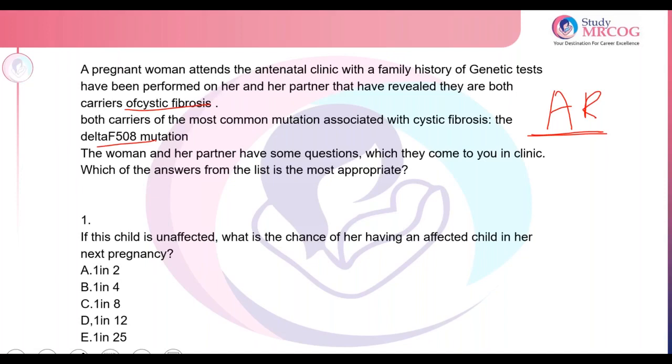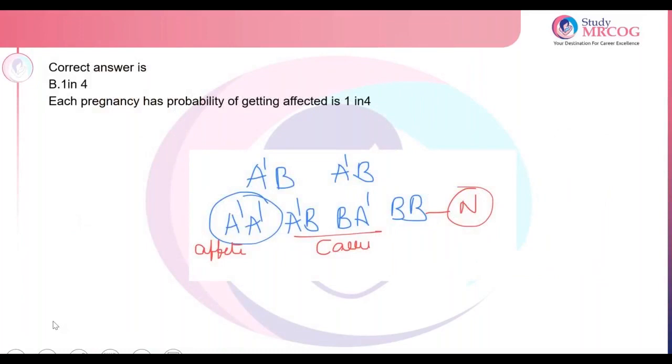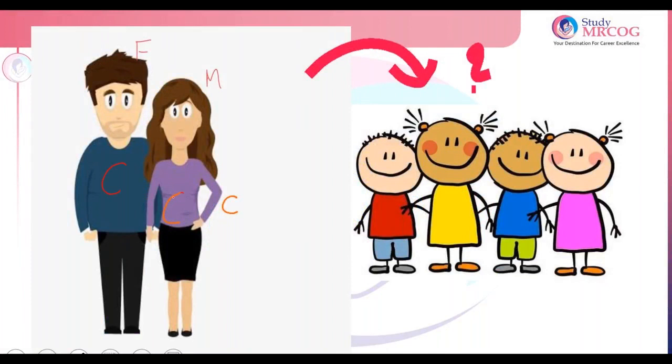So the husband and wife are carriers of cystic fibrosis, and they have a couple of questions to ask you. You have to tell the cumulative probability. Here they are asking, if the child is unaffected, what is the chance of her having an affected child in her next pregnancy? First of all, let's see what they understand. This couple, both are carriers. He is a carrier and she is a carrier. They want to know what will happen to their children. They will say, okay, in this pregnancy one child is not affected. In my next pregnancy, what is the probability that my child will be affected? That is what they would want to know.